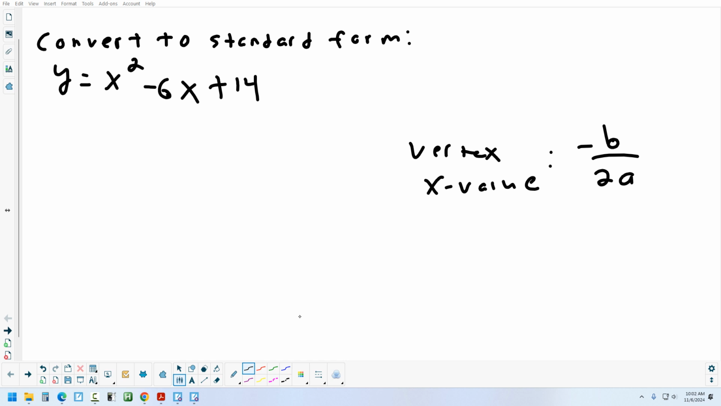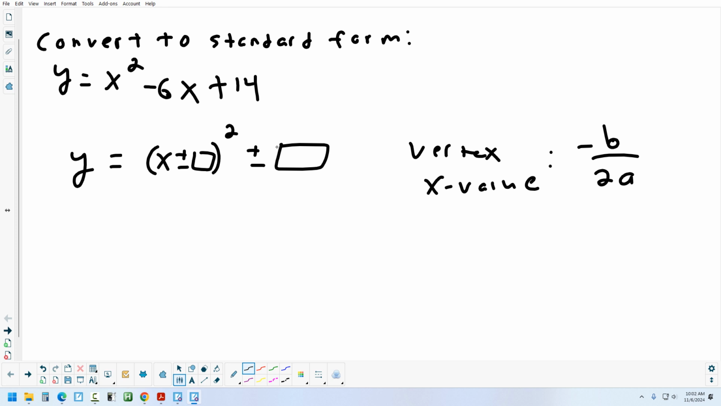Okay, so in this question, we are going to convert y equals x squared minus 6x plus 14 to standard form. Standard form means when you're done, you're going to have something that looks generally like this. You're going to have an x there, and we have to find a number that goes in that box and a number that goes in that box. There also could be a number in front of the parentheses, but in this example, we're going to do one that's a little bit simpler.